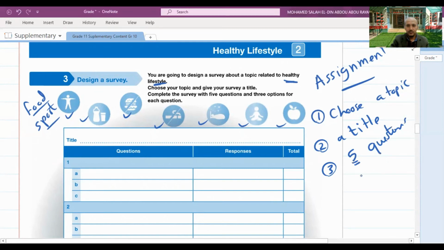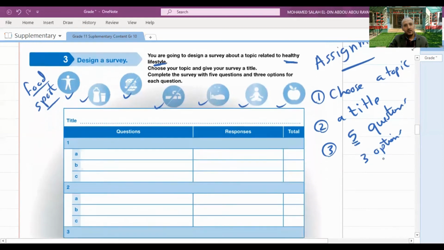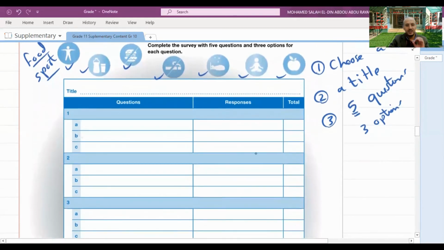The 5 questions with 3 multiple choice options, and of course you need to define the number of people you will ask. For each question you write the question. For example, if we talk about sport, we can say, do you play sport, or do you do a sport?